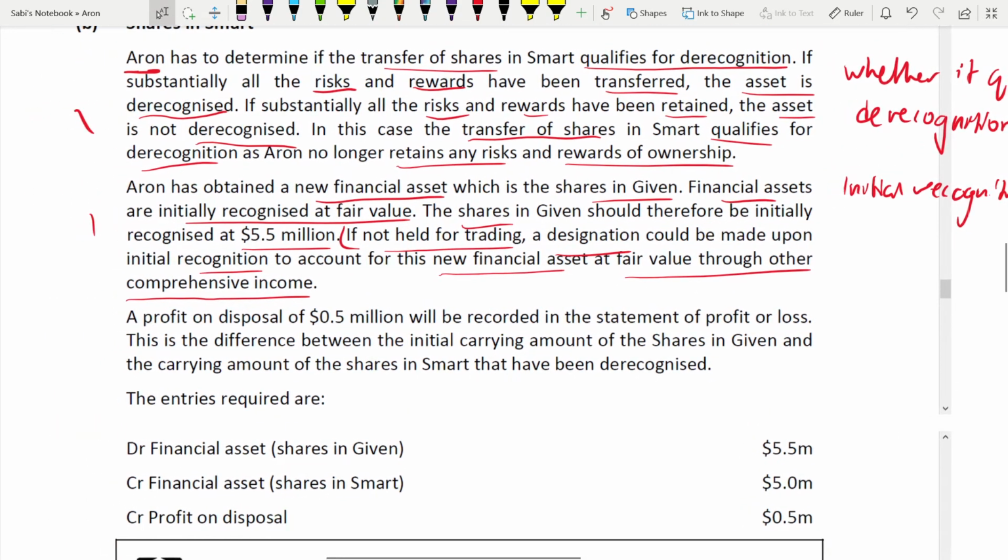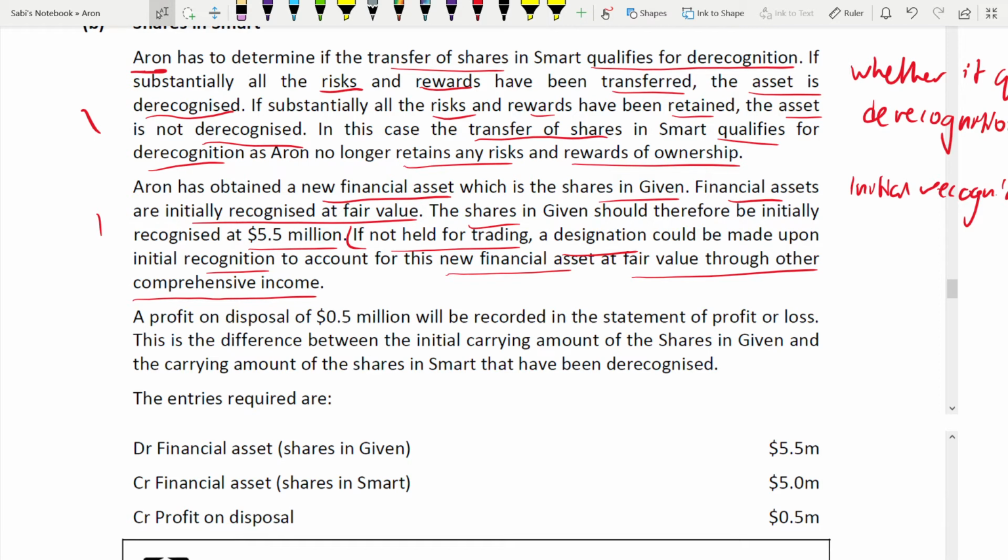So another mark. Third, when you're disposing of something, obviously you will have some profit or loss, so you have to find that out. In this case it's a profit. So the profit on disposal of 0.5 million will be recorded where? In the statement of profit and loss. Another mark. How are you going to get the profit? It is the difference between the initial carrying amount of the shares in Given and the carrying amount of the shares in Smart that you have derecognized. Find the difference. That is the profit on disposal, and it will go to profit and loss. There is no doubt about it.